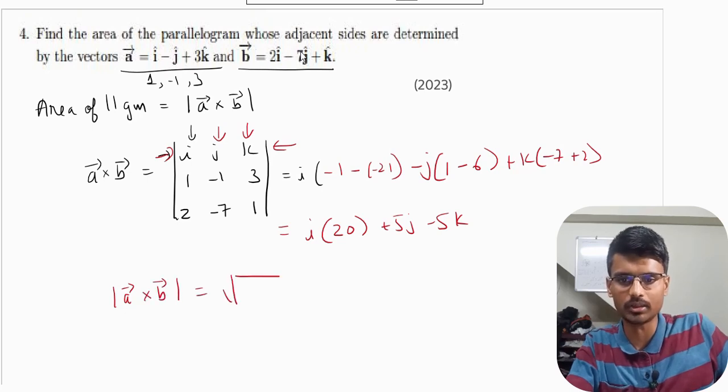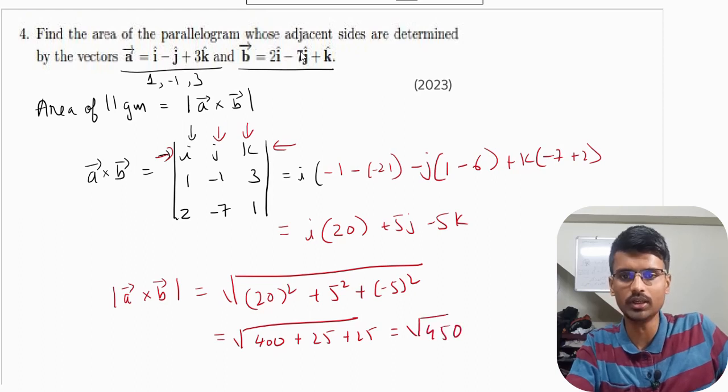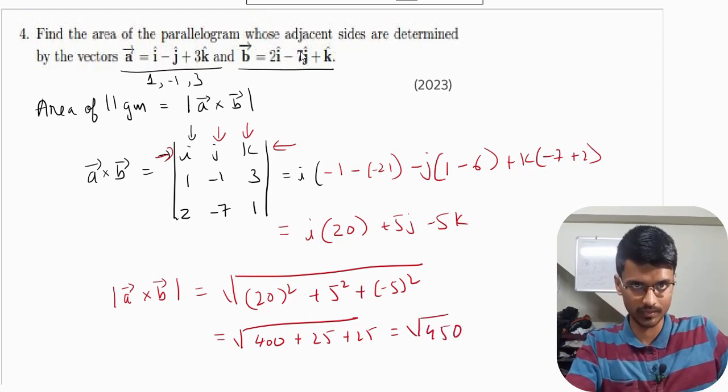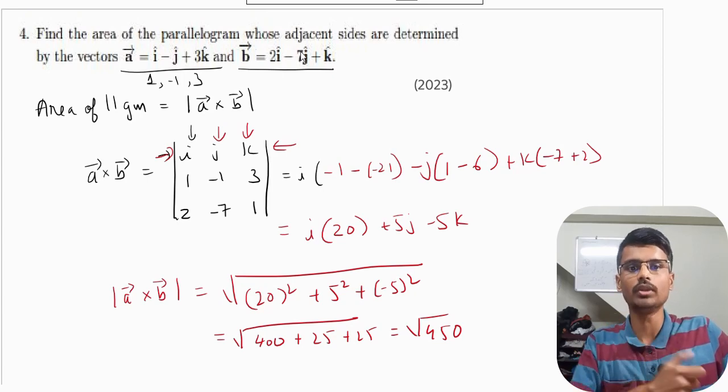Magnitude is nothing but the square root of the sum of the squares of the components. 20 square plus 5 square plus (-5) square. So 20 square is 400, 5 square is 25. So you get the square root of 450. So this is the area of the parallelogram. So whenever area is asked, you just need to find the cross product and then find the magnitude of that vector. That will give us the area of the parallelogram.